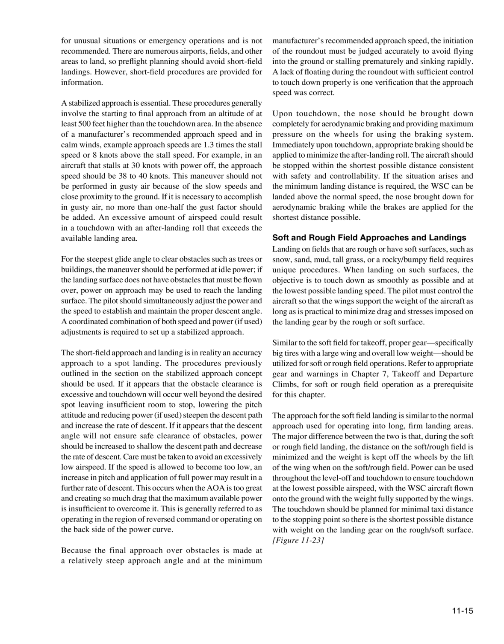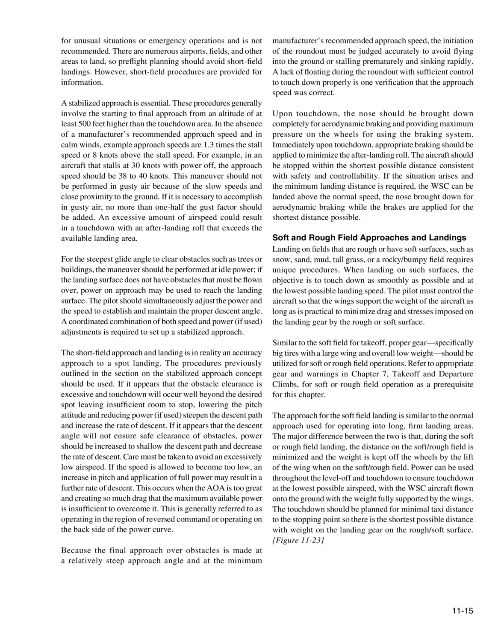added. An excessive amount of airspeed could result in a touchdown with an after-landing roll that exceeds the available landing area. For the steepest glide angle to clear obstacles such as trees or buildings, the maneuver should be performed at idle power. If the landing surface does not have obstacles that must be flown over, power on approach may be used to reach the landing surface. The pilot should simultaneously adjust the power and the speed to establish and maintain the proper descent angle. A coordinated combination of both speed and power, if used, adjustments is required to set up a stabilized approach.